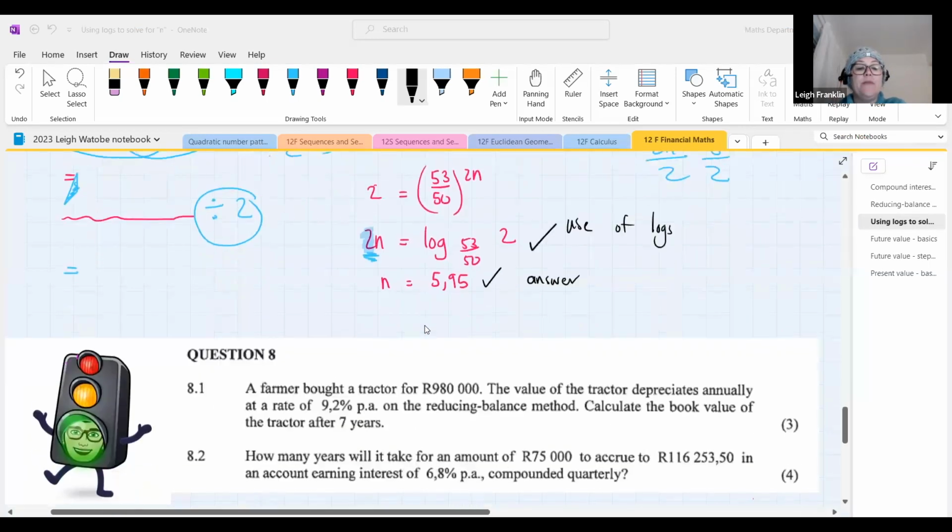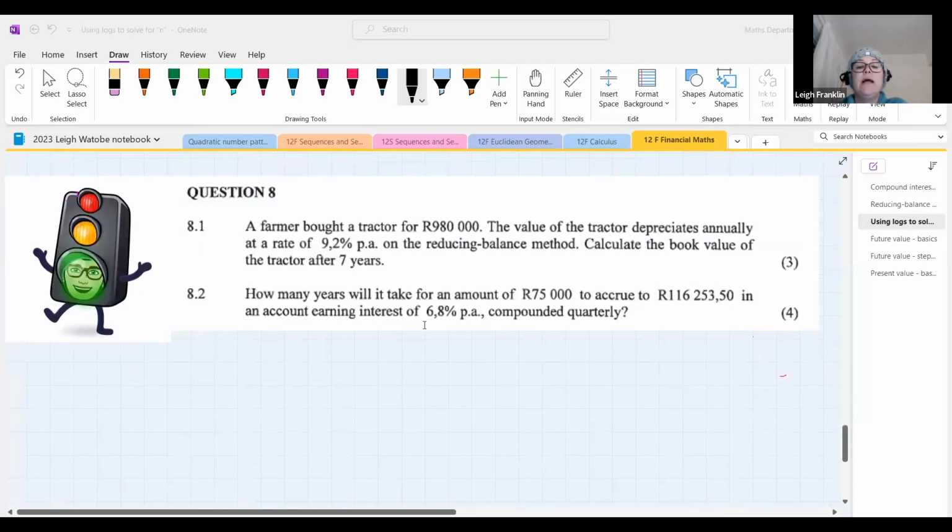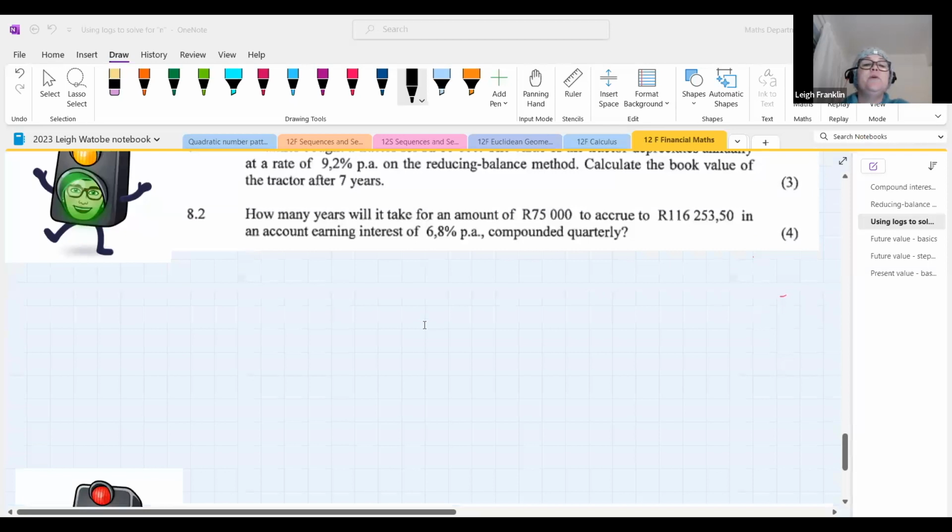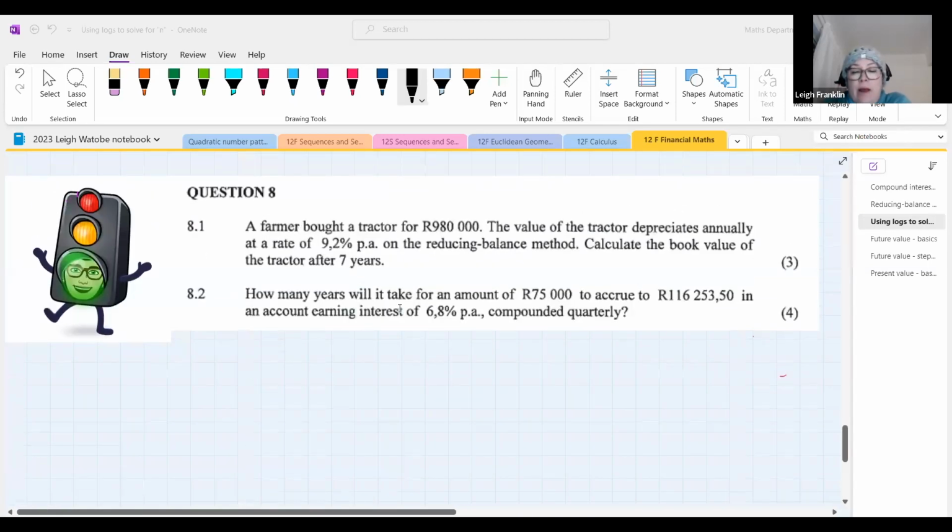So let's go and have a look at the exam questions. Let's look at 8.2 first, then we can always go back to 8.1. This comes out of a grade 12 exam. Question 8.2 says, how many years will it take for an amount of 75,000 Rand to accrue to 116,253 Rand and 50 cents in an account earning interest of 6.8% per annum compounded quarterly?